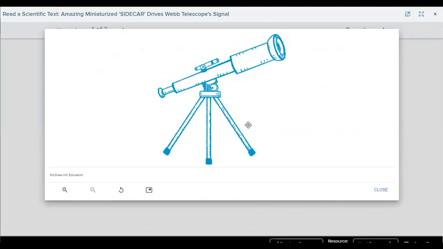Telescope. Assalamu alaikum wa rahmatullahi wa barakatuh. Hello Muhammad. Sorry, I'm late, Mr. Don't worry, Muhammad. Don't worry.